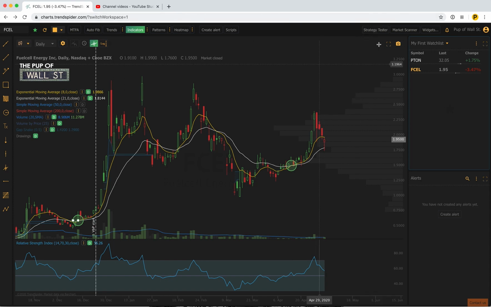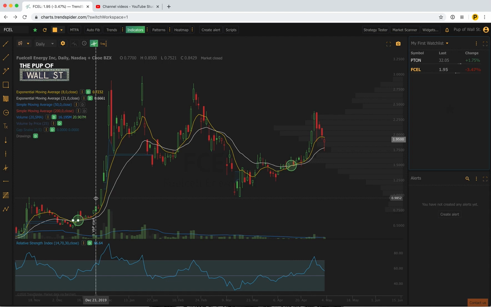which is a really cool tool, we can back test this and see for FCEL on an 8 crossing over a 21 buy signal. How often is that better than just a buy and hold strategy? We can test those things. So anyway, we have a buy and we have a crossover right here. For me, that would have been a buy signal.